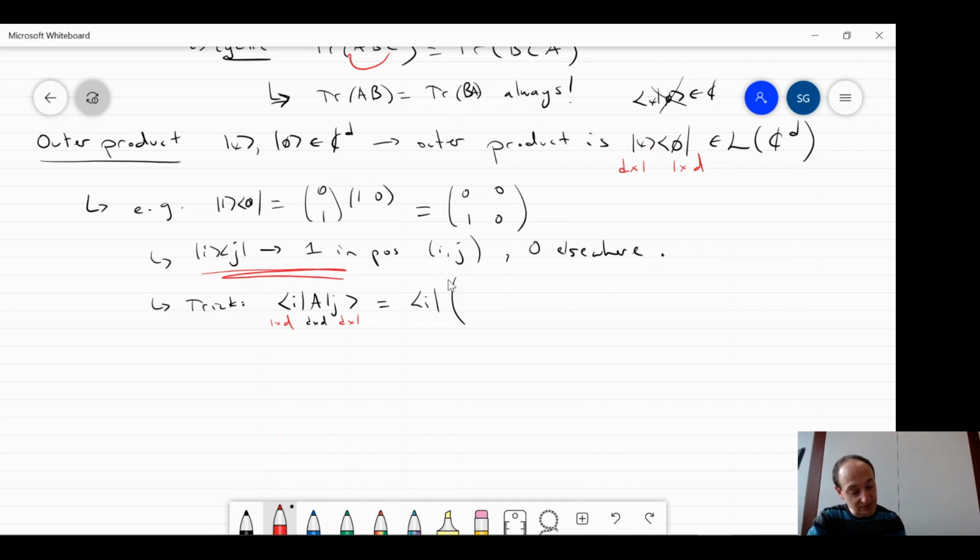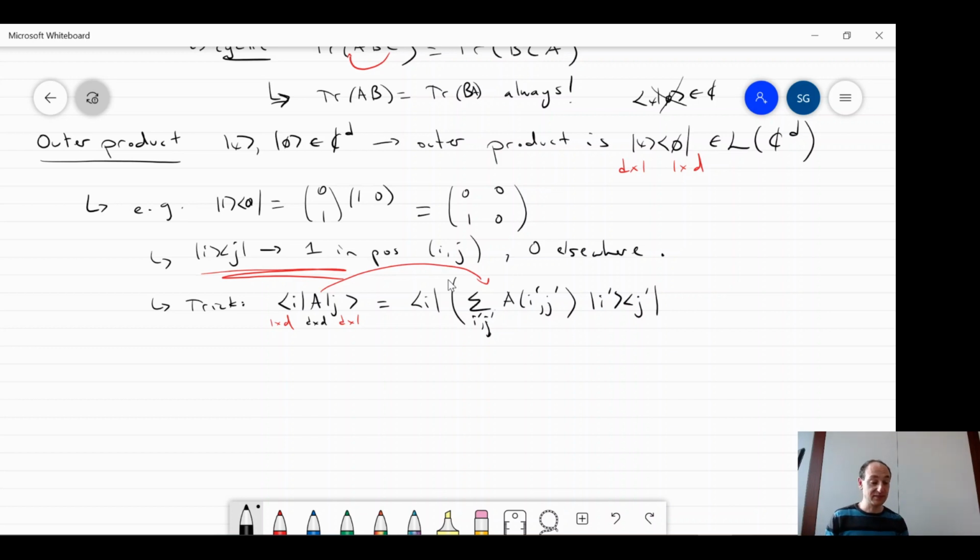I can always expand this A out over here as the sum over i prime, j prime, where I go over all the entries of the matrix at position i prime, j prime. And to insert that in the right spot, I can use this outer product notation. I just put down the i prime, j prime matrix basis element. I can just expand out A that way.